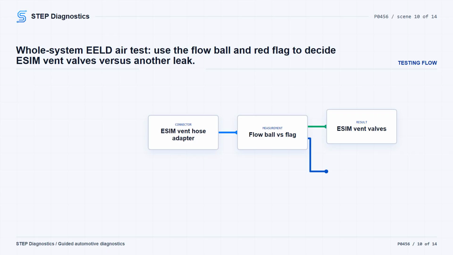Then connect service adapter 8400/480p to the ESIM vent hose. Connect the AIR supply tip to the adapter, press the remote button, and compare the ball to the red flag. If the ball drops to the bottom of the air flow meter or below the red flag, the rest of the system is sealed, and the leak is coming from the vent valves inside the ESIM.